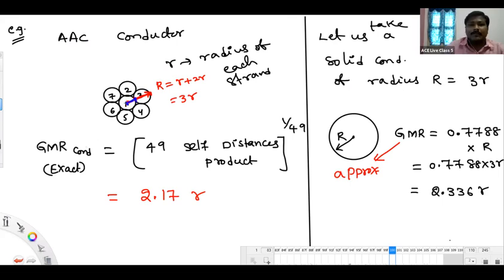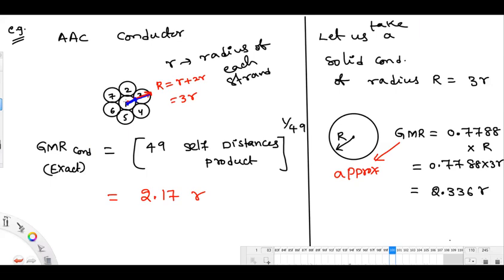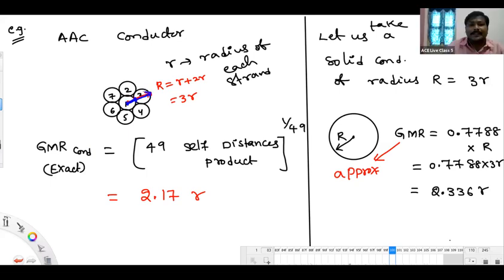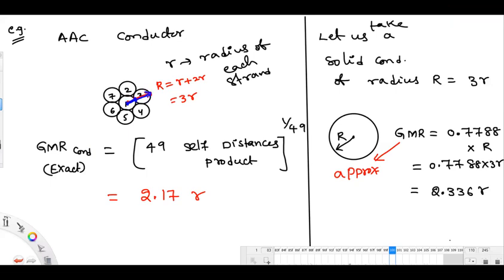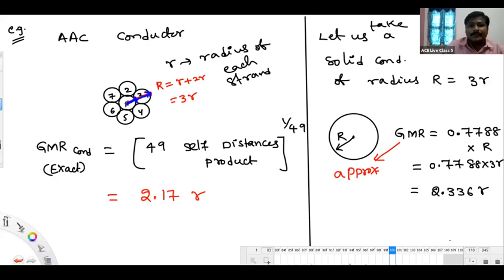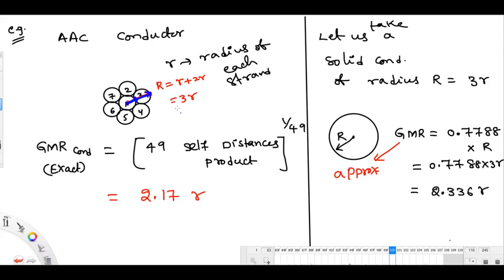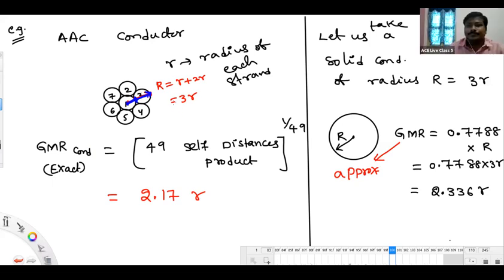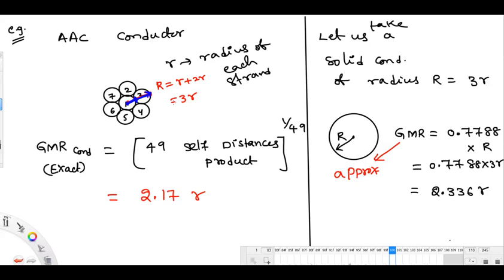From the center of one to the surface, you have to measure the radius, right? Yes, sir. Then center to this surface, smaller. From this surface to this surface, 2r. Okay, sir. Then total will be 3r, right? Yes. So how we got 49, sir?